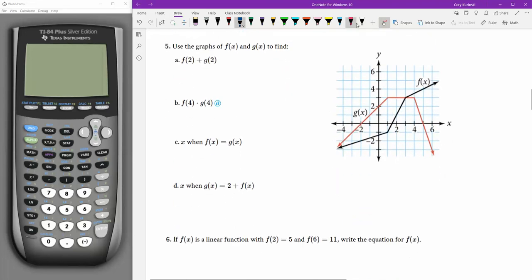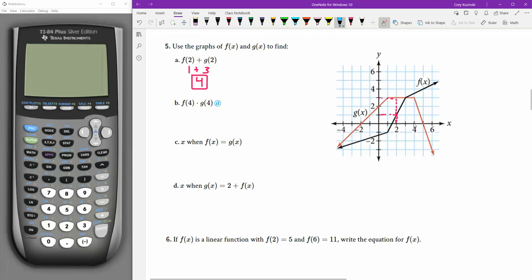Number 5, f of 2 plus g of 2. All right, well, let's go to f of 2. That's right here. And that gives us 1. G of 2, now we'll stick with the pink. G of 2, got to go up here, and that takes us across to 3. So we're going to add those up, and we get 4.